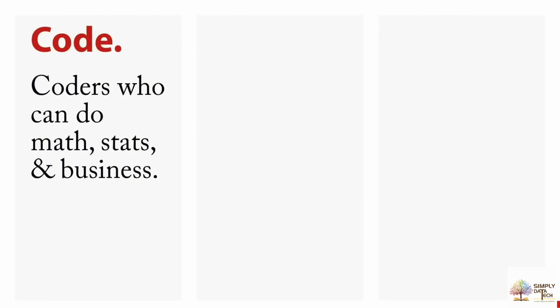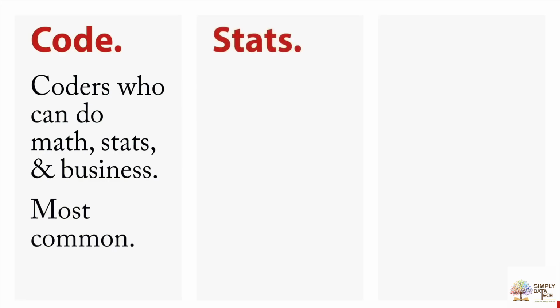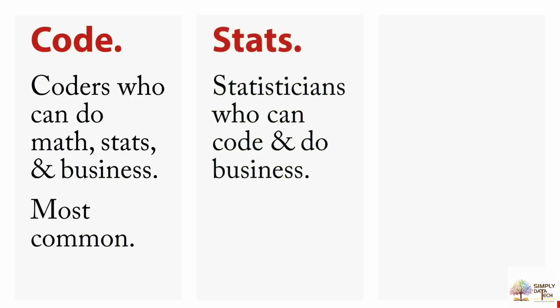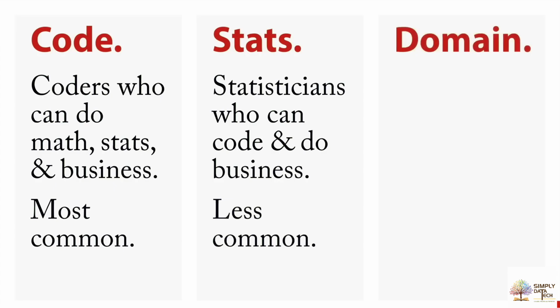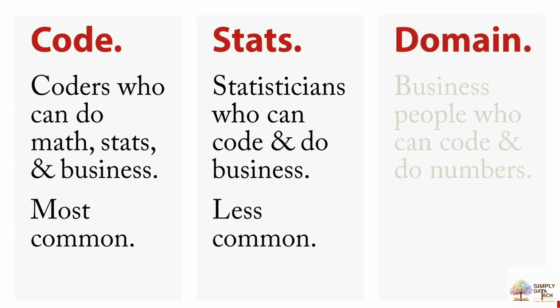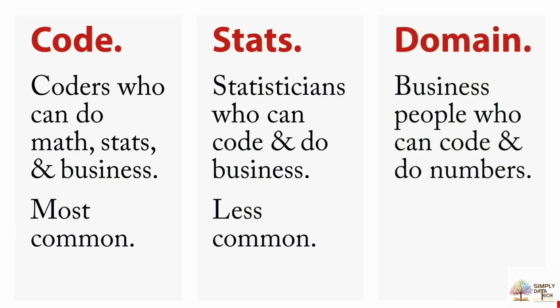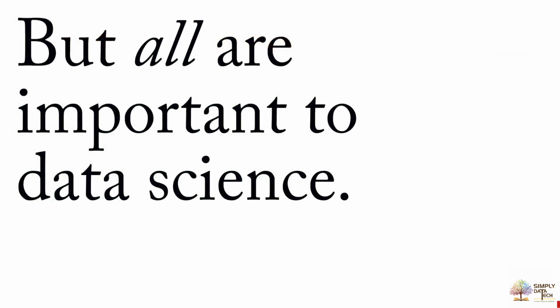So let's think about a couple of backgrounds where people come from here. First is coding. You can have people who are coders who can do math, stats, and business. So you get the three things, and this is probably the most common. Most of the people come from a programming background. On the other hand, there's also stats, or statistics. And you can get statisticians who can code and who also can do business. That's less common, but it does happen. And finally, there's people who come into data science from a particular domain. These are, for instance, business people who can code and do numbers, and they're the least common. But all of these are important to data science.